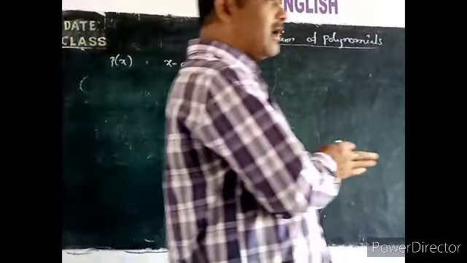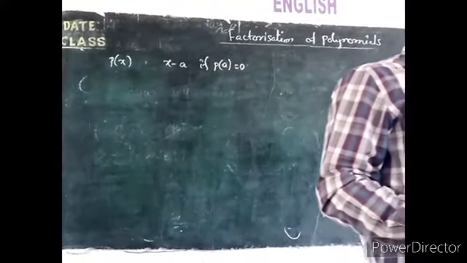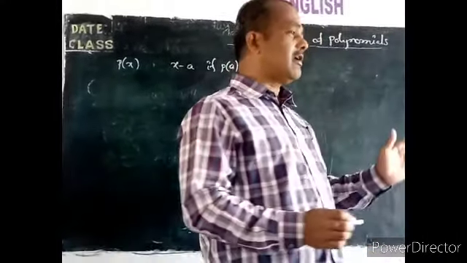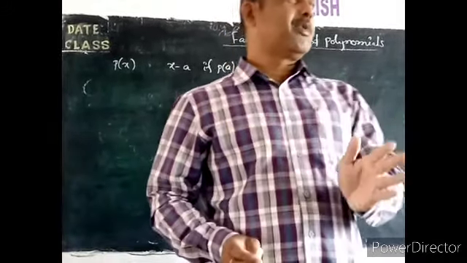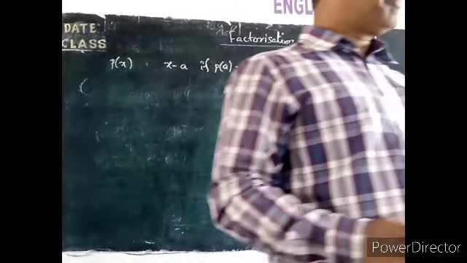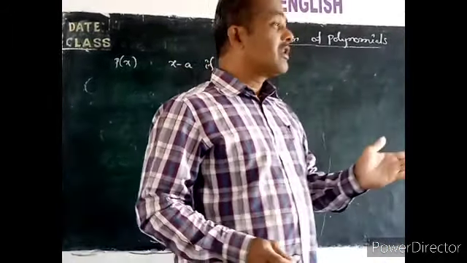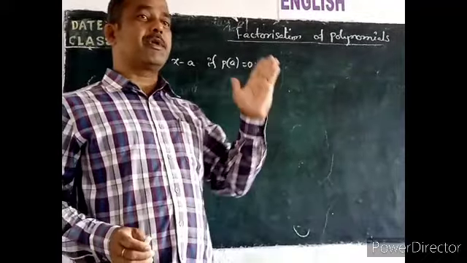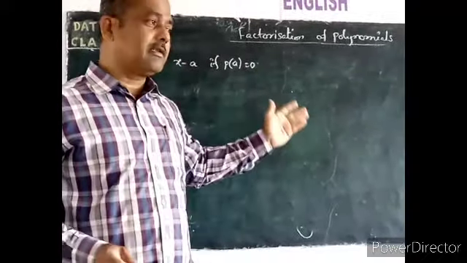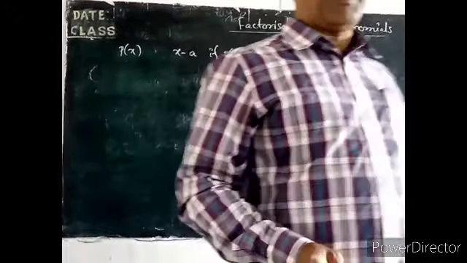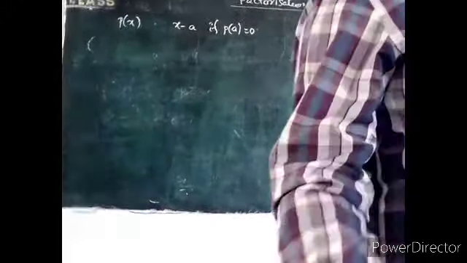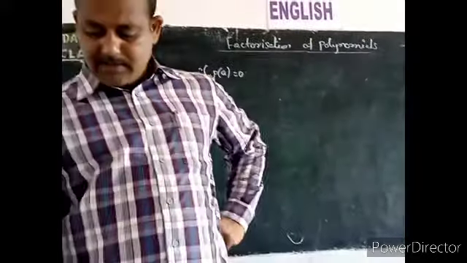In the remainder theorem, what did we learn? P of x is any integral function. When divided by x minus a, the remainder is p of a. Now here, if p of a is 0, then x minus a is a factor. Based on this factor theorem, we are going to solve some problems in exercise 2.4. Before 2.4, are there any problems?